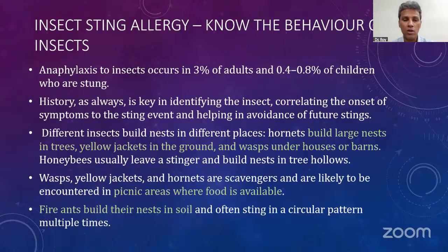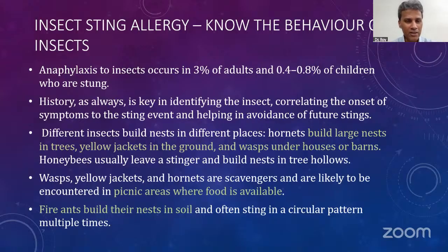For example, wasps, yellow jackets, and hornets are scavengers, and they will go wherever there is food, or drinks people have kept open, like a Diet Coke or Pepsi can, and the wasp has entered inside. And when they took the next sip, they got a direct intramucosal injection of the venom, which gave them a very, very rapid and very, very severe reaction.